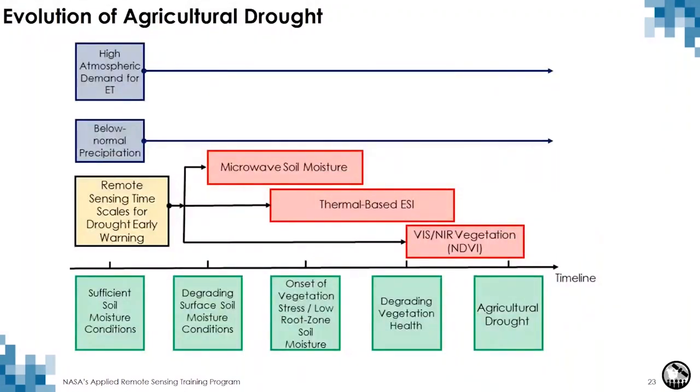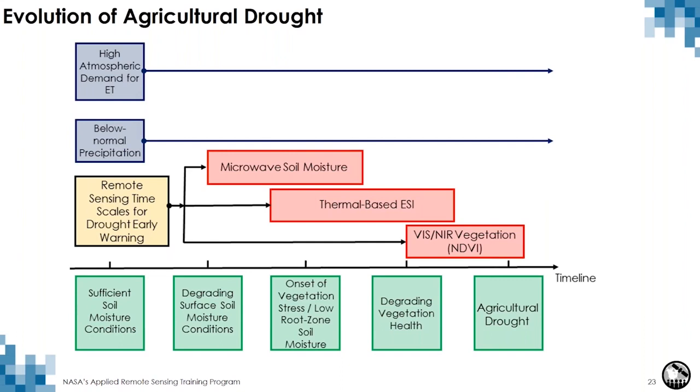So we're going to switch topics slightly. We're still going to be talking about evapotranspiration, but kind of looking at it from a case study of how we use some of this information to monitor and provide early warning for agricultural drought. I show this a lot when I talk about drought.